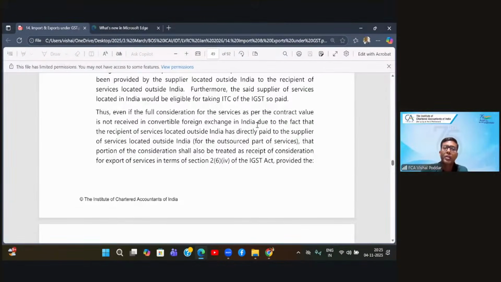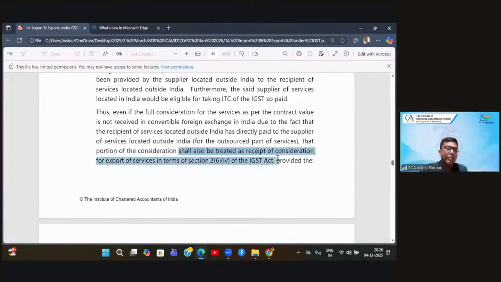Why? Because one of the conditions for export of service definition is that payment should be received. Here I am receiving payment, but not for the full portion. So, due to the fact that the recipient located outside India has directly paid to the supplier located outside India for the outsourced part, that portion of consideration shall also be treated as receipt of consideration.